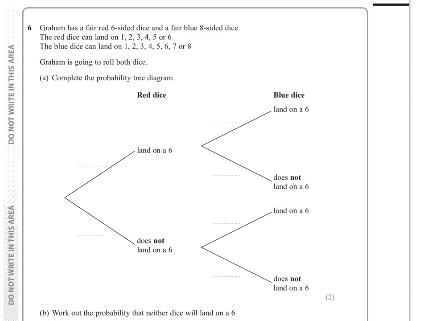Question 6. Graham has a fair red 6-sided dice and a fair blue 8-sided dice. The red dice can land on 1, 2, 3, 4, 5 or 6, and the blue dice can land on 1, 2 up to 8. Now Graham is going to roll both dice, and we've got to complete the probability tree diagram.